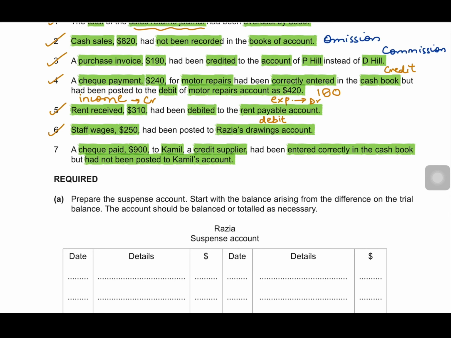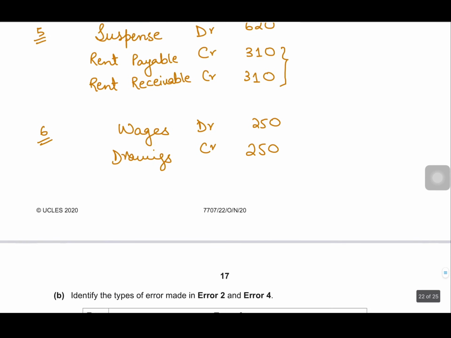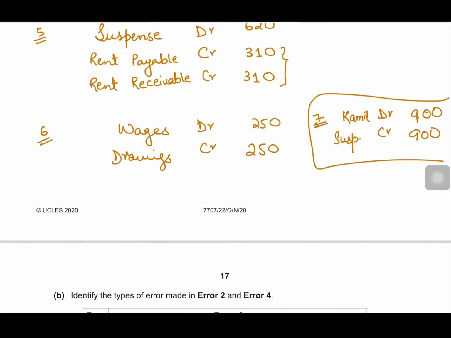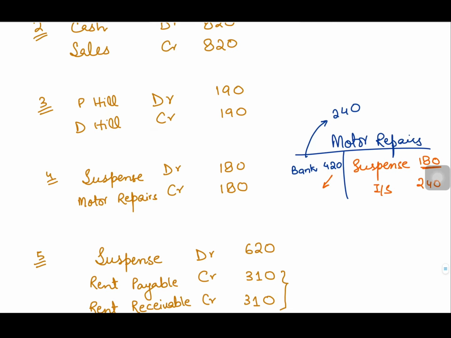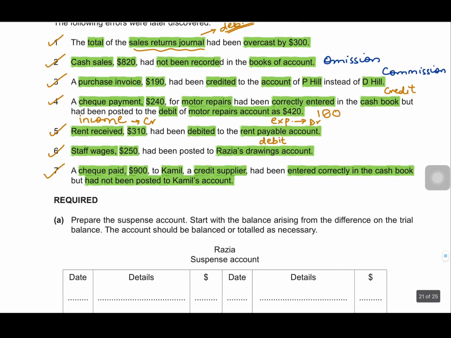Now, in order to correct this error, how do we correct this error? Again, since there is a problem in just one account, to balance the double entry, we will be making an entry in the suspense account as well, right? So Kamil should have been debited. First of all, Kamil will be debited and the amount is 900, and then suspense account will be credited by 900 as well, right? Because there was no problem in cash book, just in one account. So we are done with all the errors.